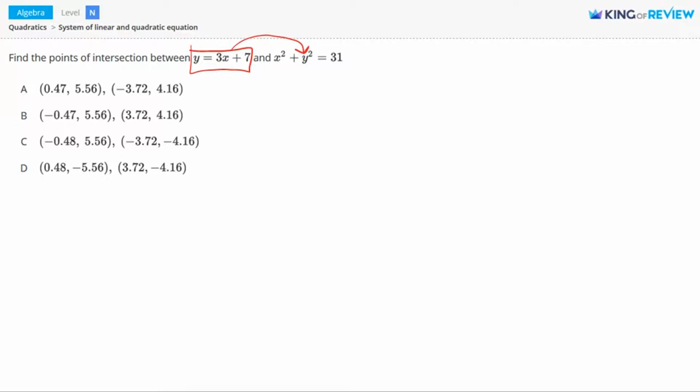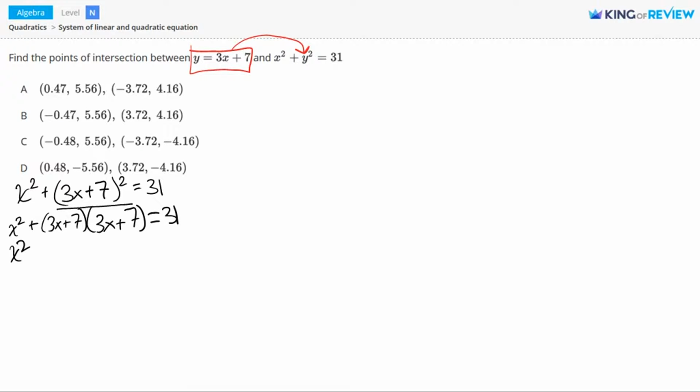So we have x squared plus y squared equals 31. Notice I left an open space for y. I'll now substitute 3x plus 7 for y. So the 3x plus 7 goes in the parentheses here. Now let's expand this portion. x squared plus (3x plus 7) times (3x plus 7) equals 31.